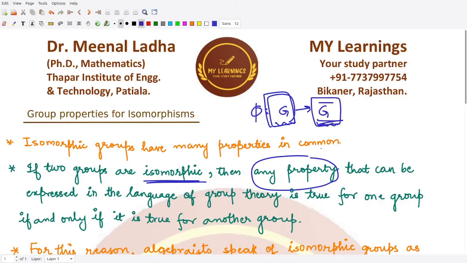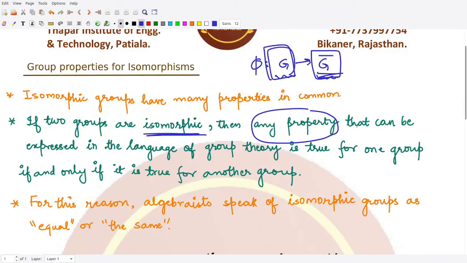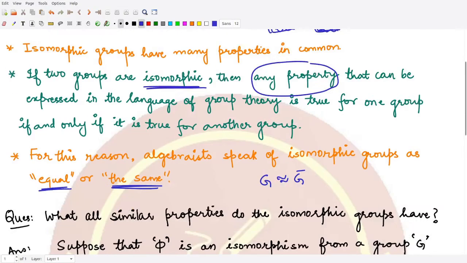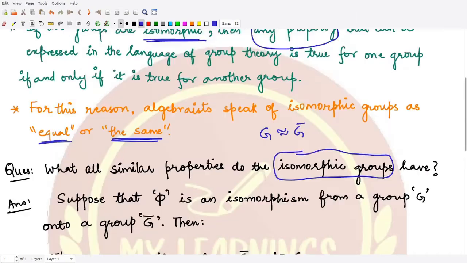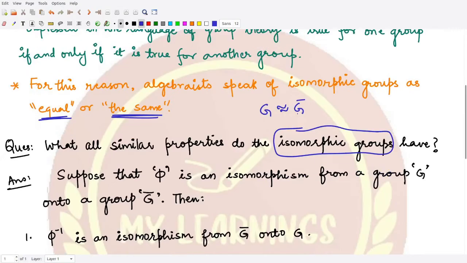And moreover, this is the only reason why algebraists speak of isomorphic groups as equal groups or the groups which are the same. So in this case we would say G is isomorphic to G bar. By saying this, they mean that the groups are either equal to each other or the same, right? So what properties that are similar to each other do these isomorphic groups have? This is the next question. For this we have several other properties.